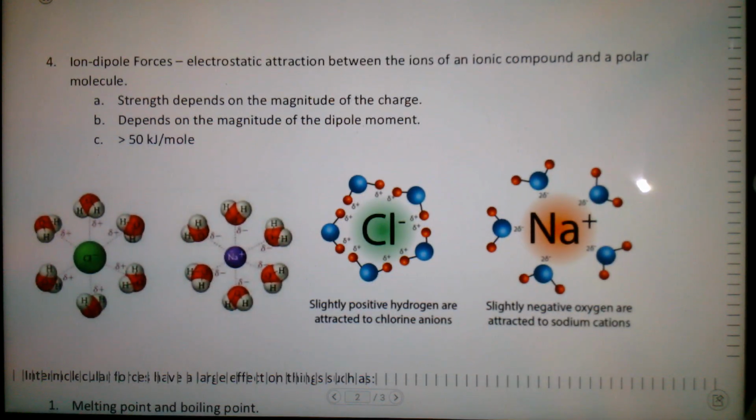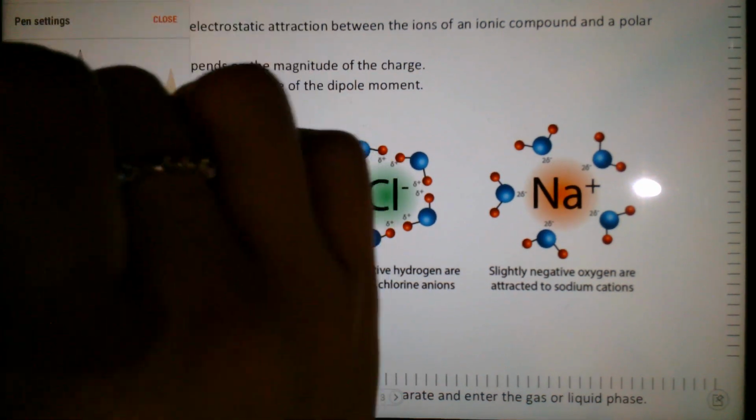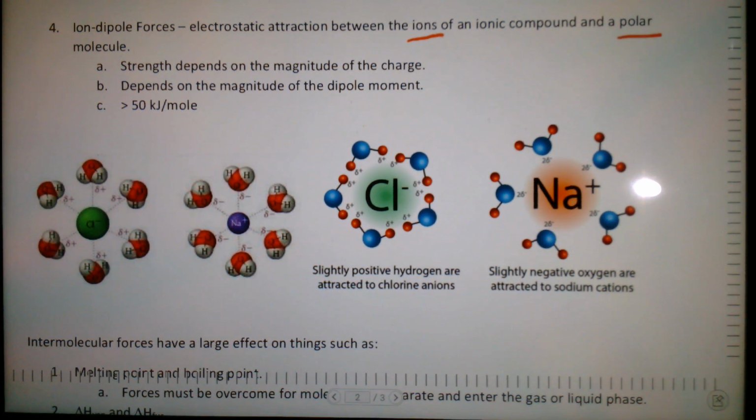Okay, the last one, our largest magnitude of the forces here, is called an ion-dipole force. Just like the name suggests, you have an ionic compound that dissolves into water, so you get cations and anions. It doesn't have to be water, whatever your solute happens to be. You get an electrostatic attraction between the ions in your ionic compound and the solvent, which is polar. So we get ions and a polar molecule. That's where this comes from.